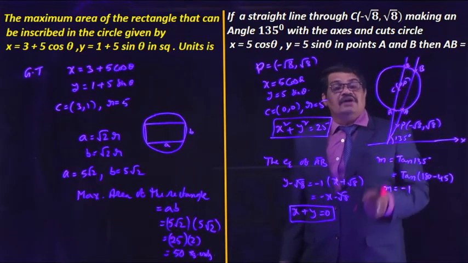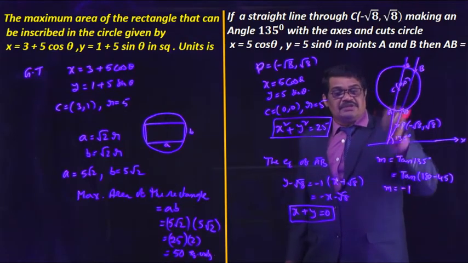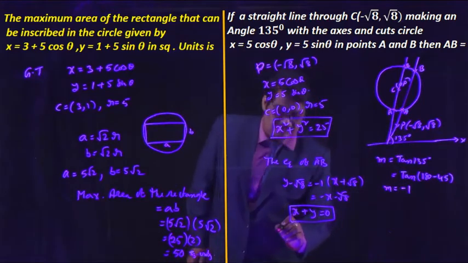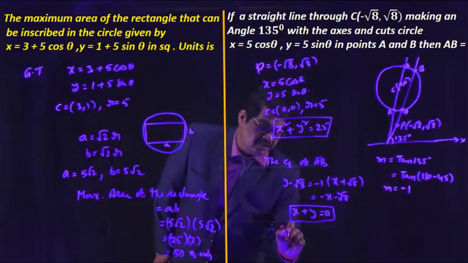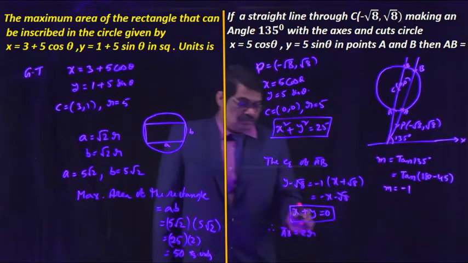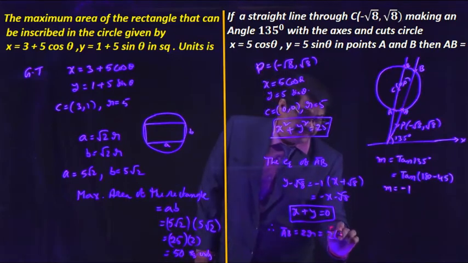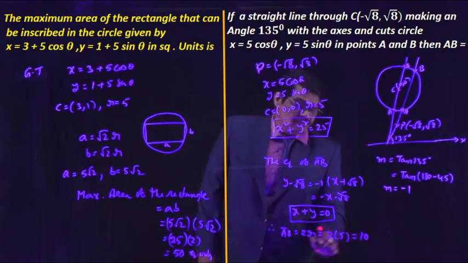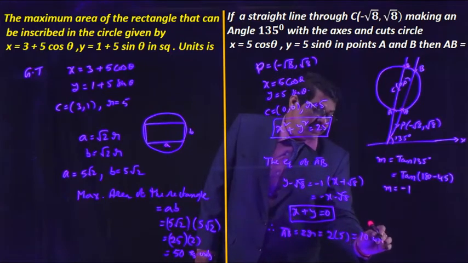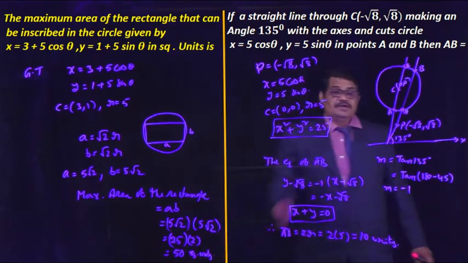The line meets the circle at capital A and capital B. Then what is the length of AB? AB is here the diameter. Since AB is passing through the center of the circle, the length of the chord AB is the diameter. What is diameter? 2 into r. Radius of the circle, r is equal to 5. That is 5 into 2, that is 10. So the length of the chord AB is 10 units.